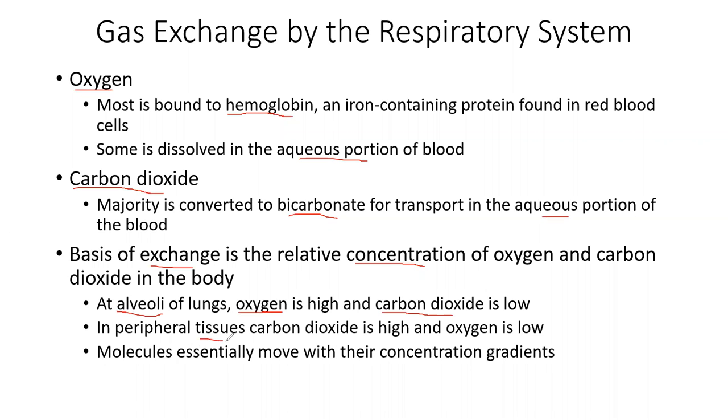In your tissues, carbon dioxide is very high because you've been using the oxygen for metabolism, and the oxygen is low right here. So again, the carbon dioxide will diffuse from the tissue into the blood so it can be carried to the lungs. And then the oxygen is absorbed from the blood into the tissue so that they can go through cellular aerobic metabolism, cellular respiration. So again, these are moving based on their concentration gradients.